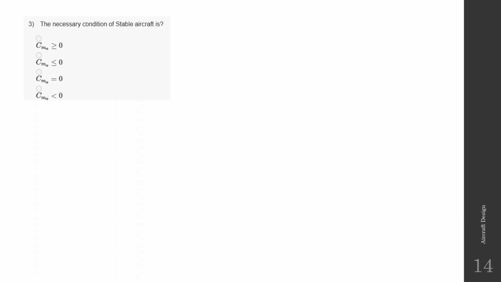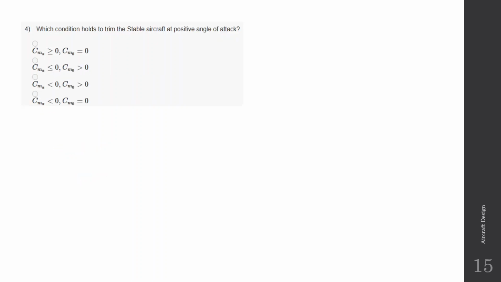Here, the necessary condition of a stable aircraft is Cm alpha less than 0. Okay, Cm alpha less than 0. So for a stable aircraft, you want Cm not greater than 0 and Cm alpha less than 0. This is the next question.